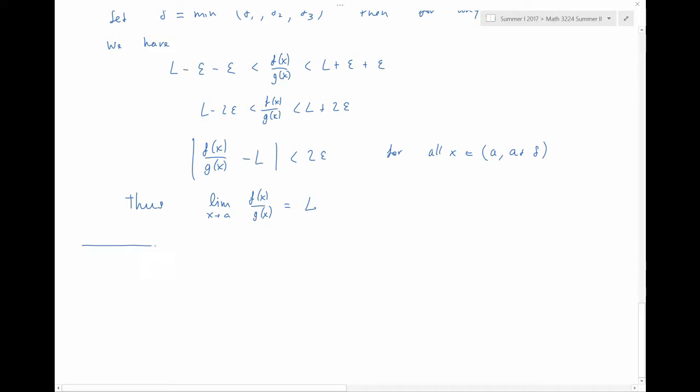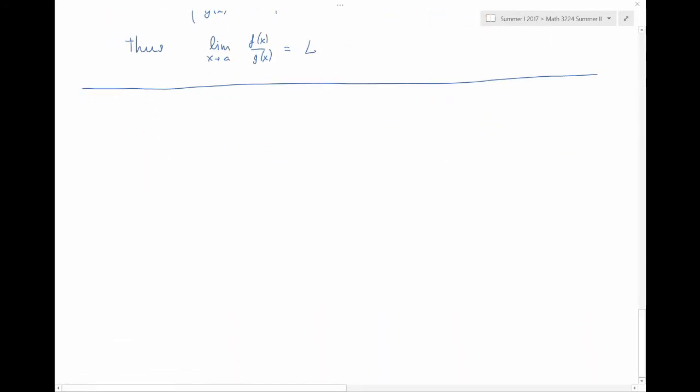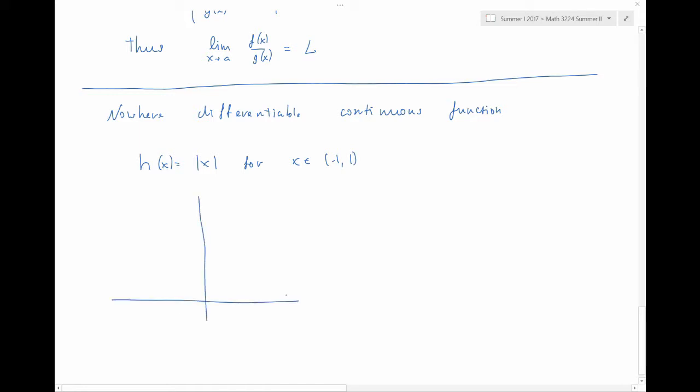Alright, as I said, the second part of this lecture is about a function that's nowhere differentiable. So we're going to look at the function h of x, which is absolute value of x for x in the interval -1 to 1. That's a familiar function. It is differentiable, except at 0.